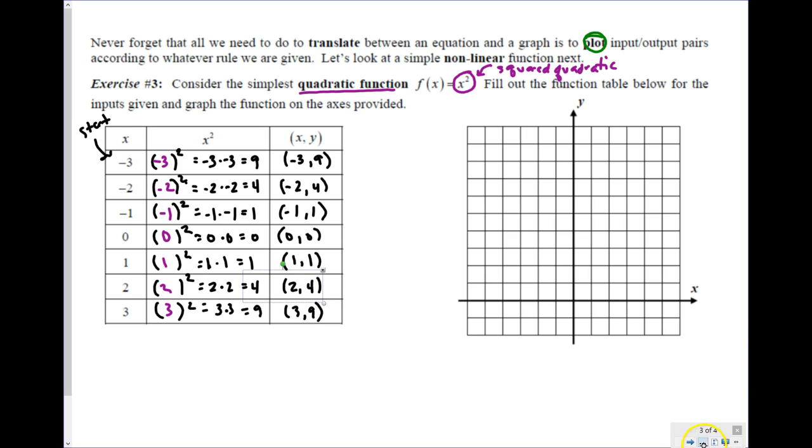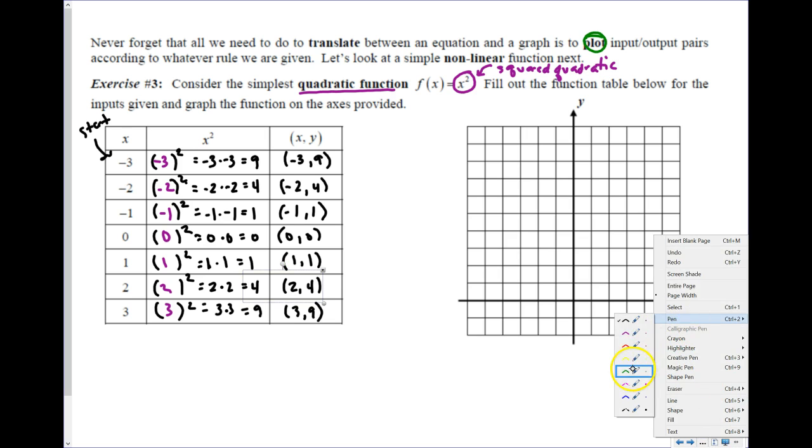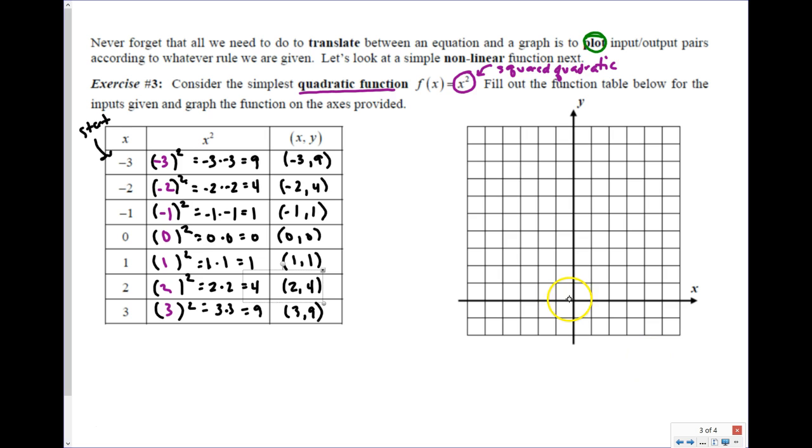The same thing I did for the last one is I'm going to plot all these points. So the first one is -3, 9, so I'm going to go to the left 3, 1, 2, 3, and then up 9. 1, 2, 3, 4, 5, 6, 7, 8, 9, and that's right here. That's this coordinate. Now I'm going to plot -2, 4, so 1, 2, 1, 2, 3, 4. That one. -1, 1, go over 1, up 1. There. 0, 0 is easy. That's the point right in the middle of the grid.